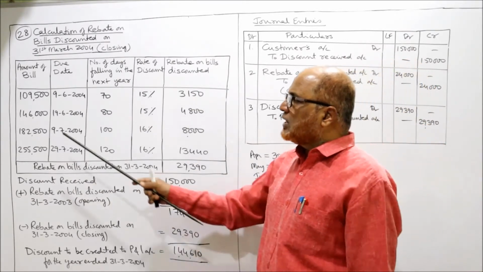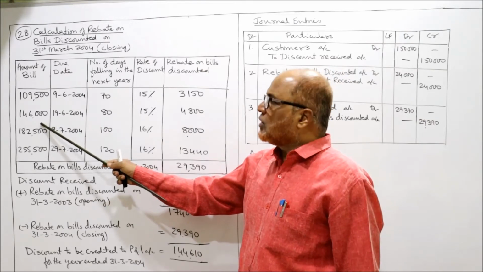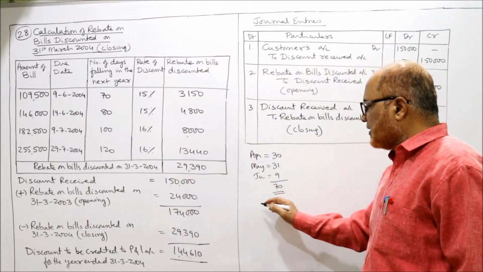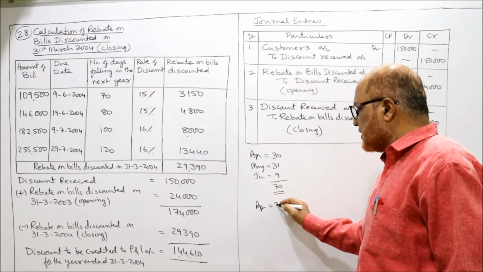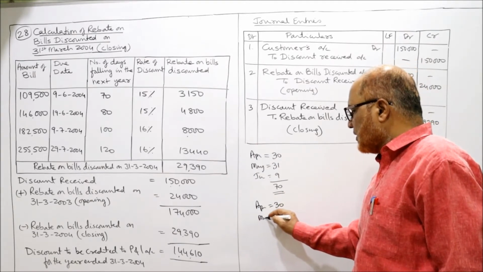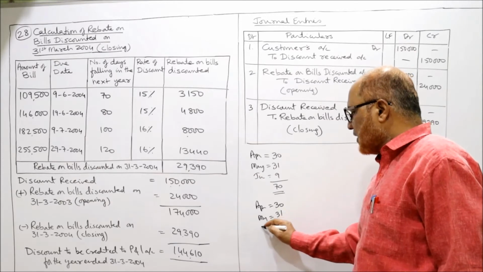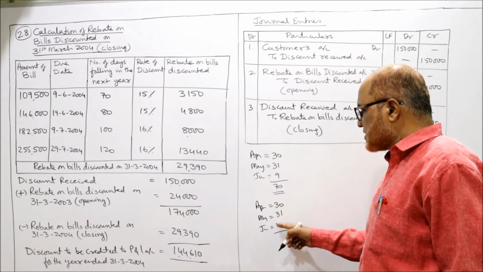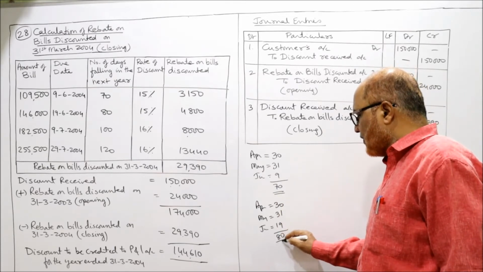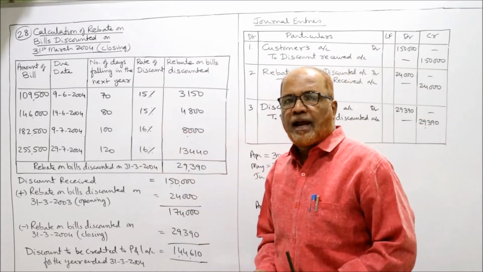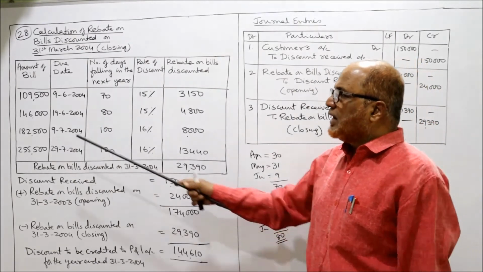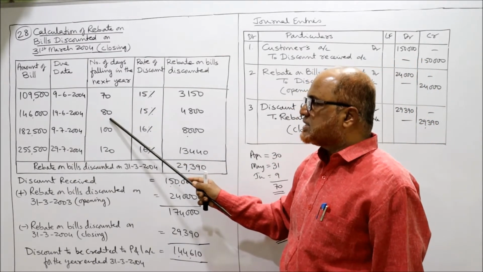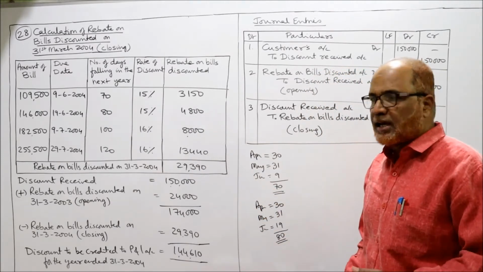Second, 1,46,000 is the amount of the bill and the due date is 19th June. So we are making here 19th. April 30 days, May 31 days and then June 19 days. So 30, 30, 60, 70, 80 days. So we have to calculate the rebate for 80 days. So again, 1,46,000 into 15% into 80 by 365, 4,800.